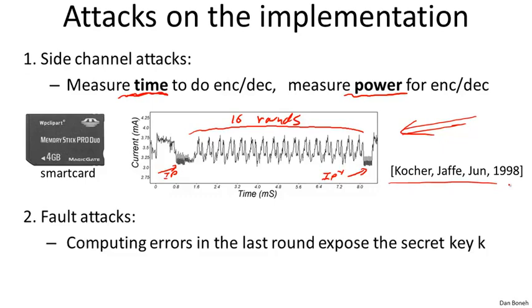Another type of attack that's been discussed in the literature is what's called a fault attack. So here, basically, if you're attacking a smart card, you can actually cause the smart card to malfunction, perhaps by overclocking it, perhaps by warming it up. Essentially, you can cause the processor to malfunction and output erroneous data. It turns out that if during encryption there are errors in the last round of the encryption process, the resulting ciphertexts that are produced are enough to actually expose the secret key K.